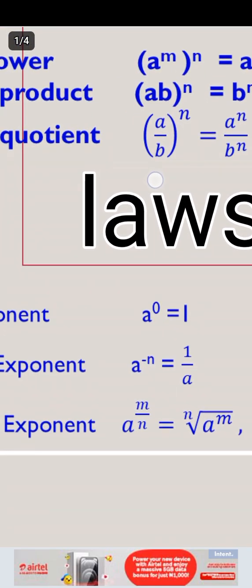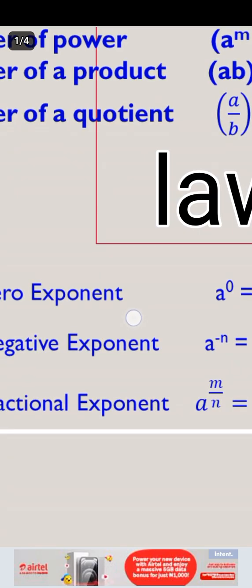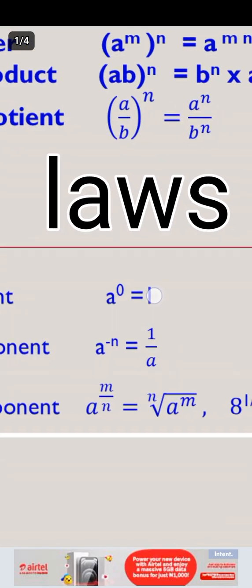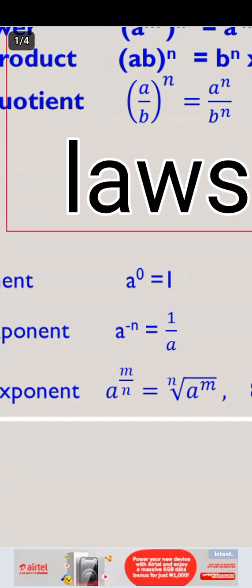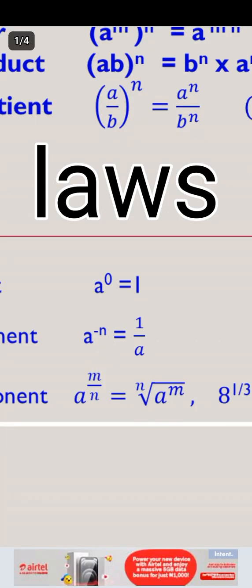Now the next one is the zero exponent or zero power: any number raised to power 0 is equal to 1. Any number raised to power 0 is equal to 1. The next one is the negative exponent or negative indices. Any number raised to a negative power is the reciprocal of that number, so that a raised to power minus n is equal to 1 over a raised to power n.